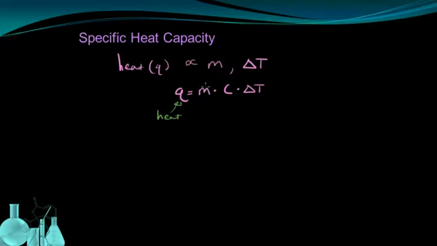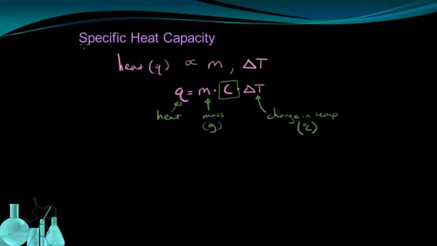That's going to be measured in joules or calories. M is the mass, which we're going to measure in grams. And delta T is the change in temperature, which is typically going to be in degrees Celsius. So that just leaves one term in this equation that looks unfamiliar, and that's this capital C right here.